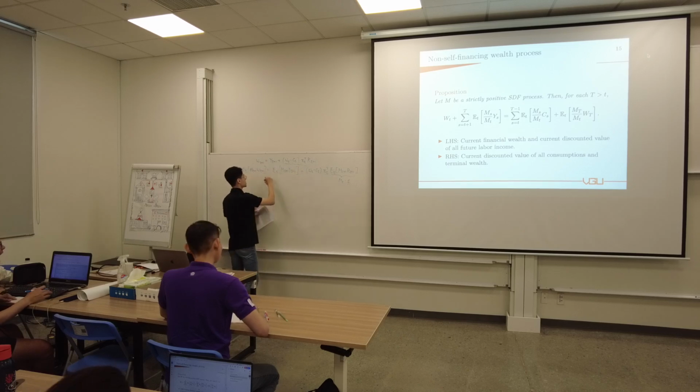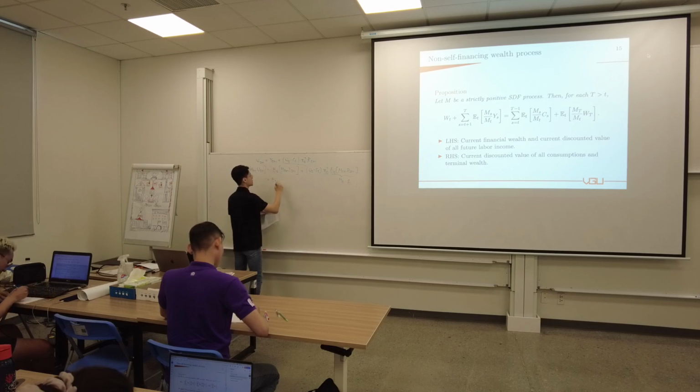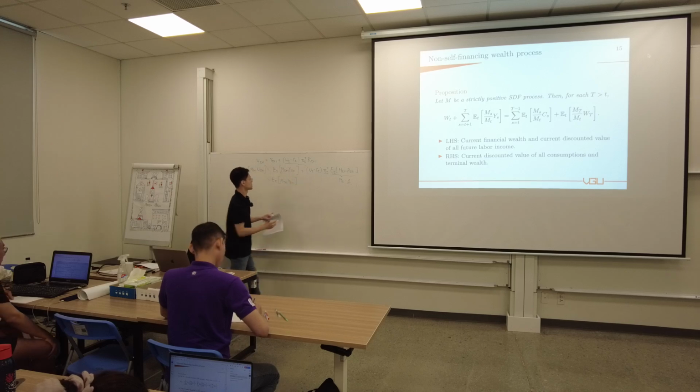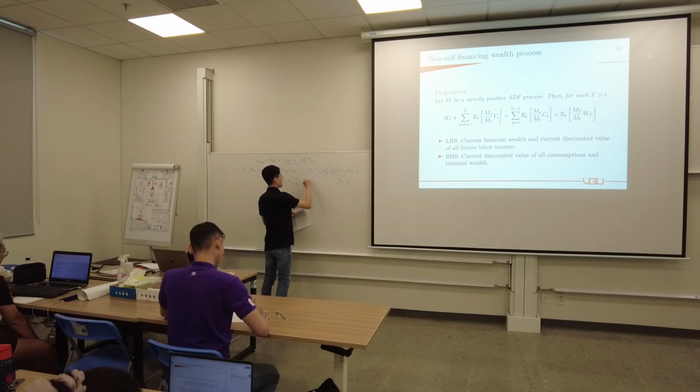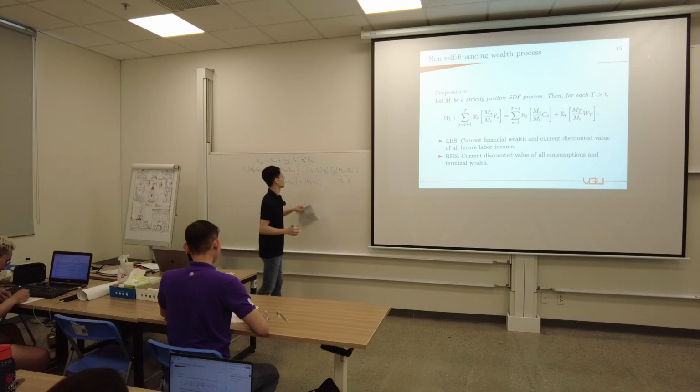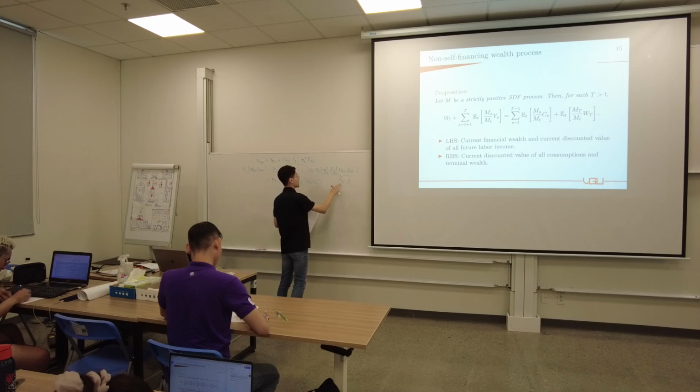So on the right-hand side, what do we have? We have the conditional expectation of M tau plus 1 times Y tau plus 1. This is something that we don't know what it is. And we have the amount of money that we left for investment, and then we have an M tau.